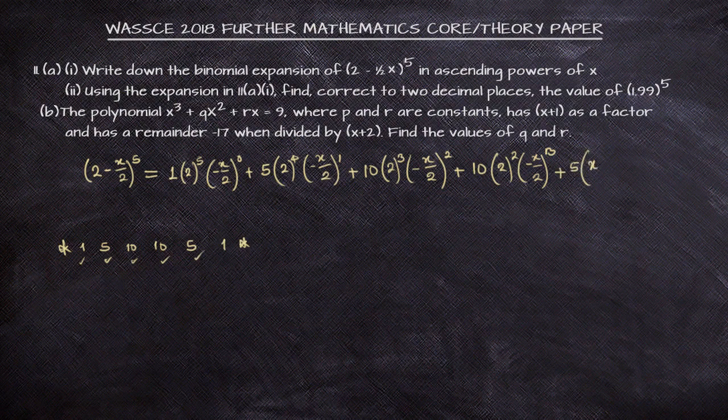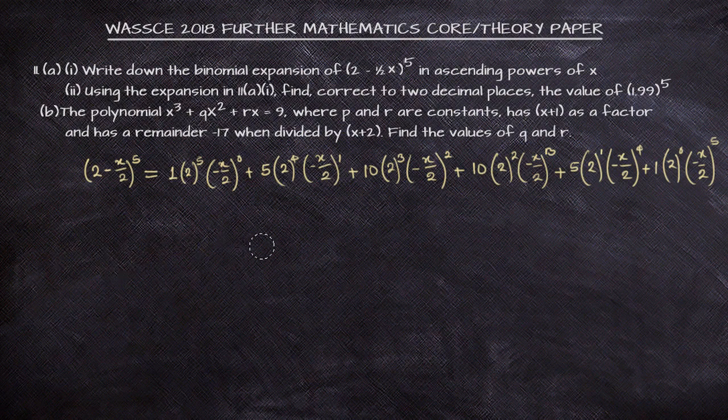So now the next entry is 5 multiplied by 2 raised to power 1, multiplied by minus x over 2 raised to power 4. Then the last entry is 1 multiplied by 2 raised to power 0 times minus x over 2 raised to power 5. And with that, this is the binomial expansion of the expression we are asked to find.